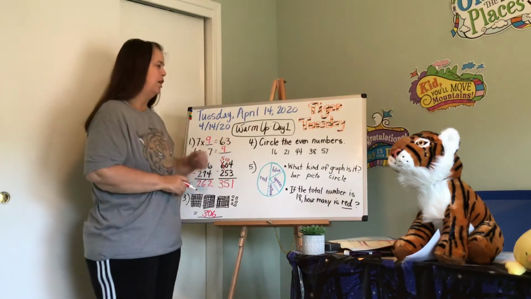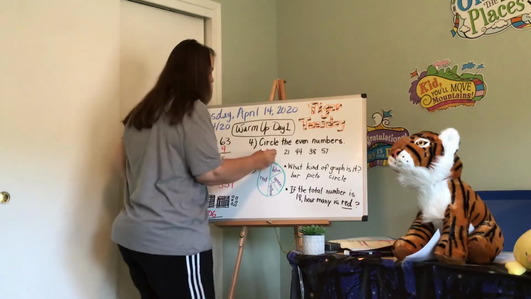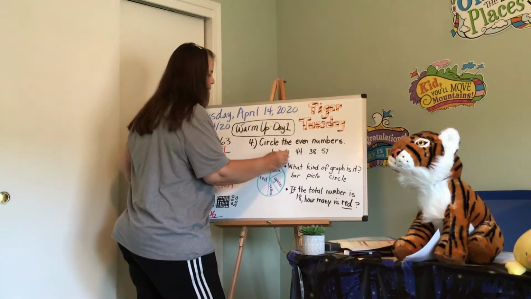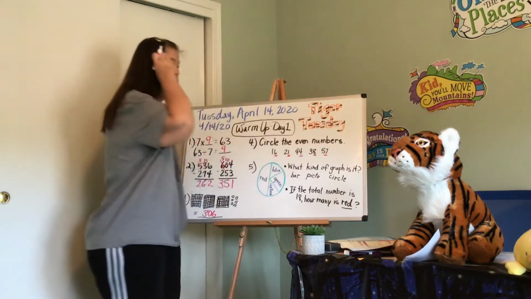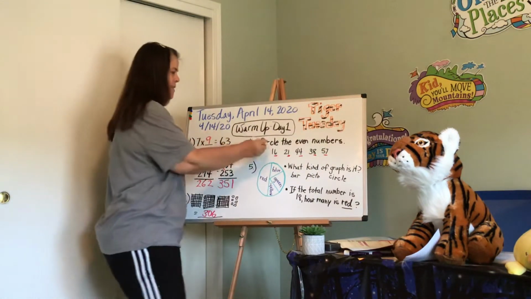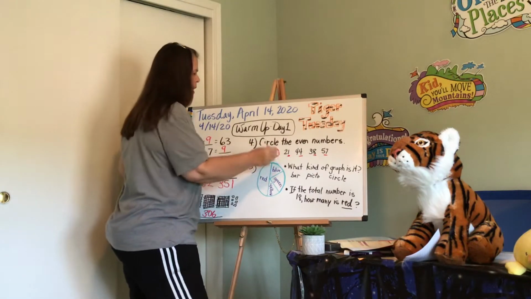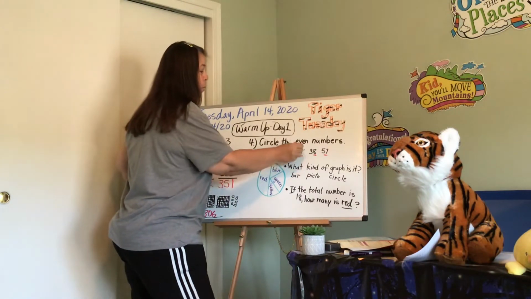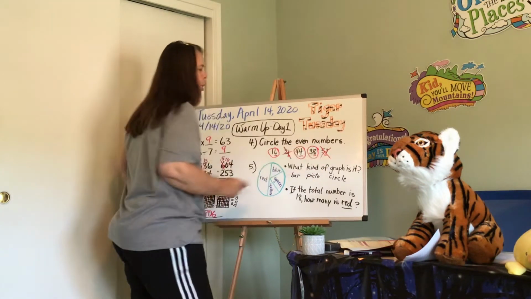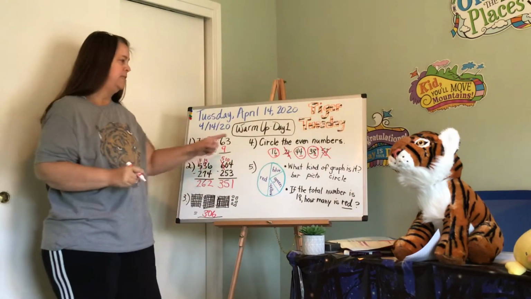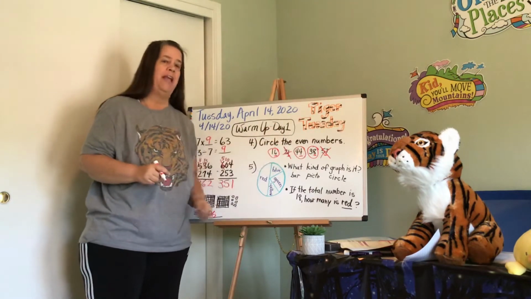All right, number 4, circle the even numbers. Where do we look for that? In the ones place. Okay, we're looking for 0, 2, 4, 6, 8. I got a 6. Yes. 1. No. 4. Yes. 8. Yes. 7. No. Even numbers, 16, 44, 38.